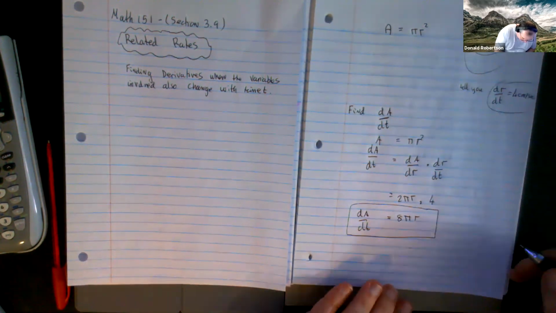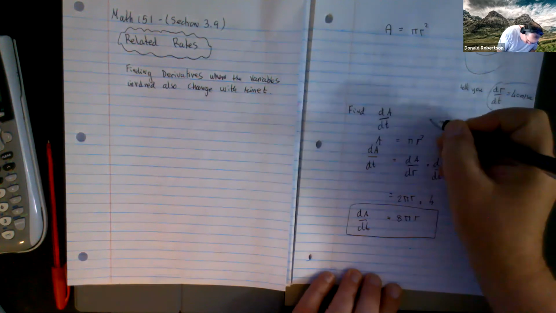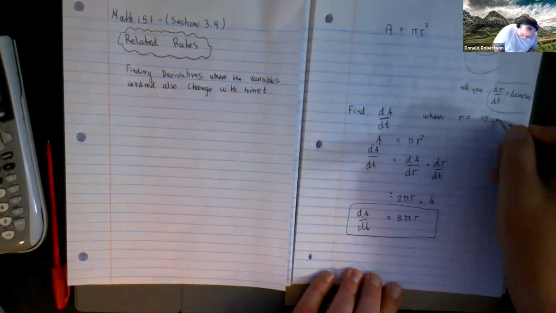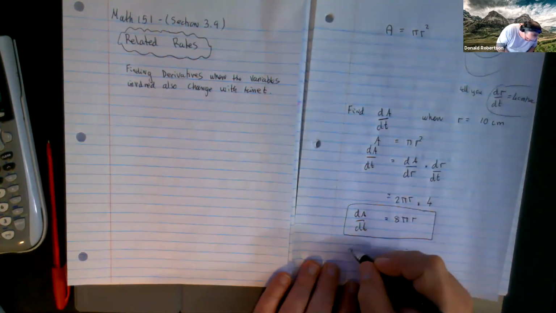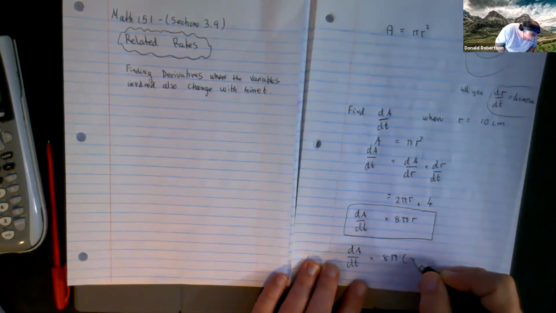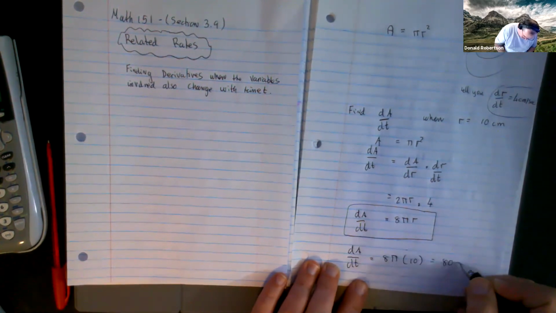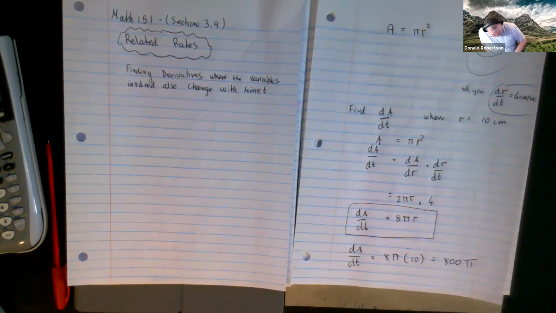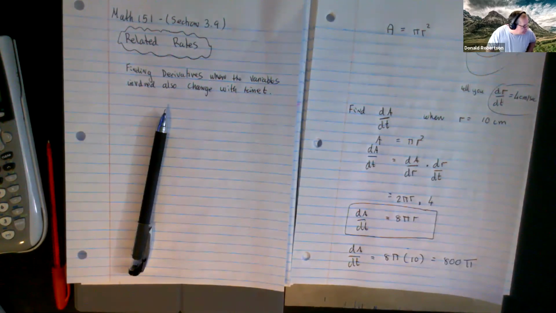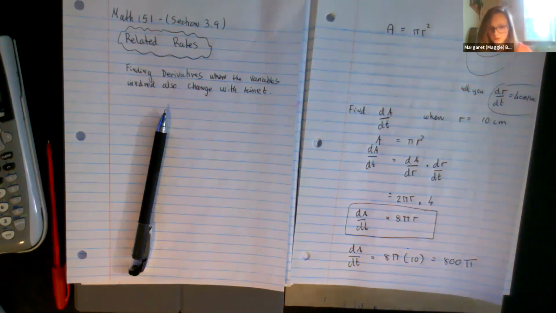Suppose I told you a little bit more. Find this when the radius is, say, 10 centimeters. Then you just take this answer and you evaluate it when the radius is 10. And the answer is 800 pi. You could turn that into a decimal if you like, but 800 pi is a nice answer, so I'm going to keep it. So far, so good. Try another one.